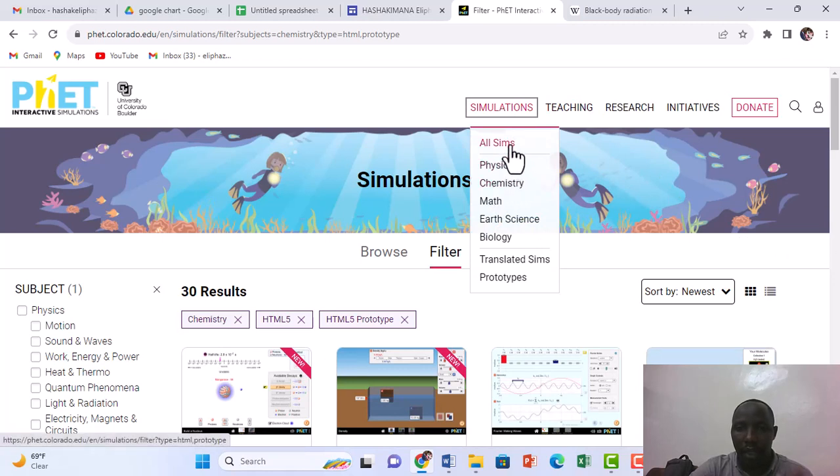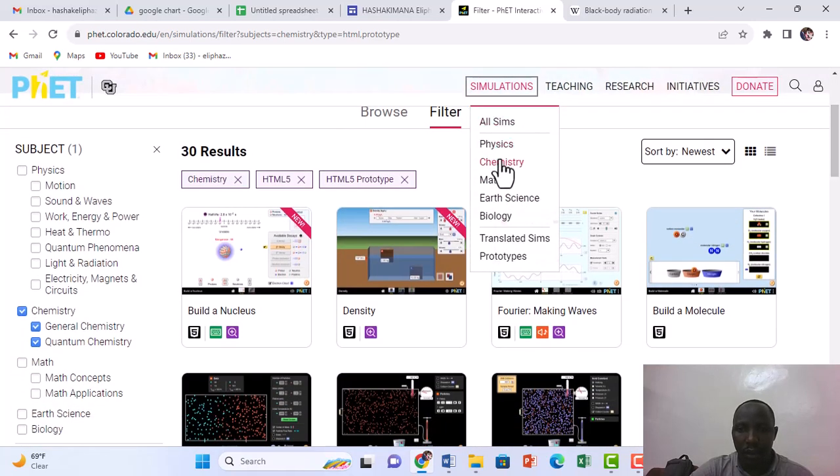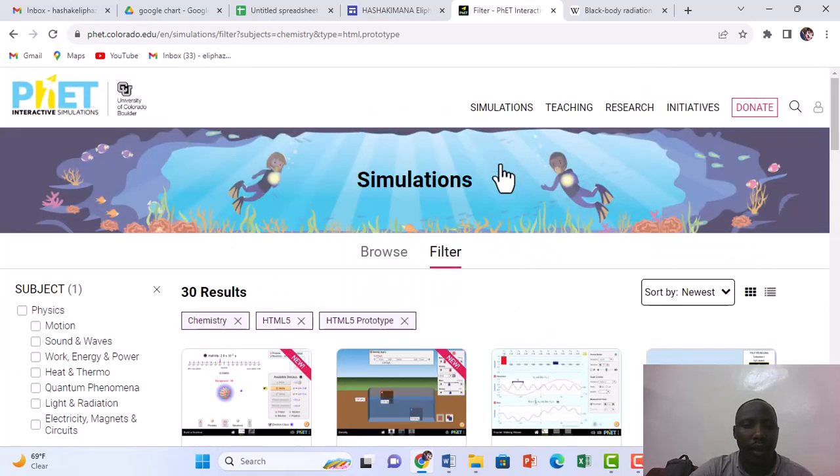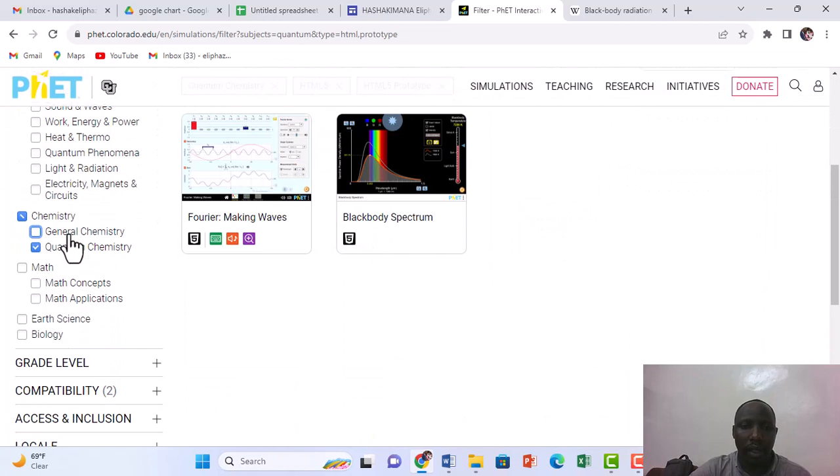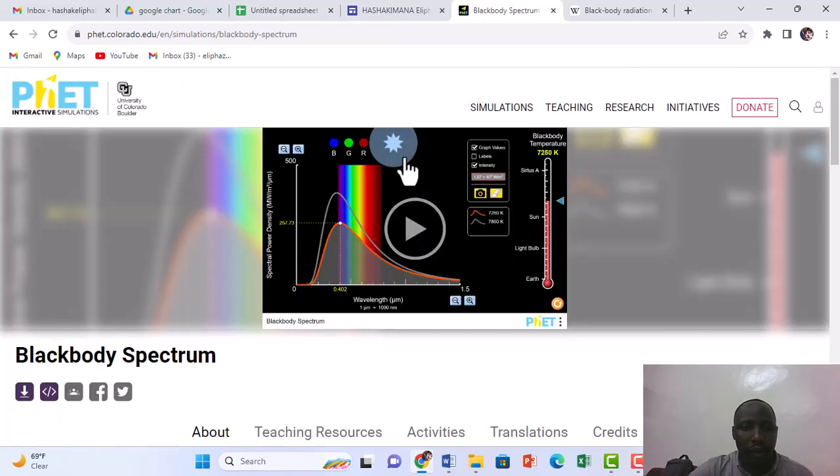You have simulations in all domains, like physics, chemistry, math, science, biology, and whatever. For us, let us choose chemistry. In chemistry, I want to be on general chemistry, where we have only those two PhET simulations. Let me talk about the black body spectrum, which we are going to see and observe how the changes vary.